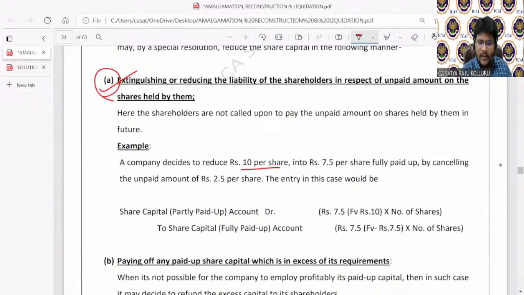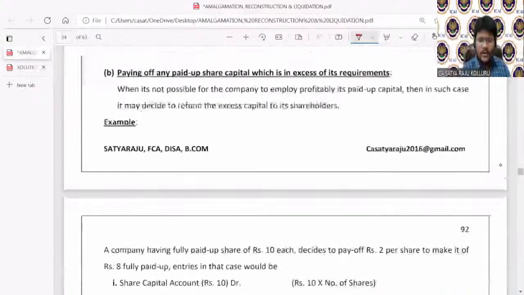The company has shares of 10 rupees face value, of which 7.5 is paid up. They are cancelling the remaining 2.5 rupees per share. The entry is share capital account at 7.5 rupees face value to share capital account at new 7.5 rupees face value as well as paid up value. I already passed the journal entries, no need to confirm.